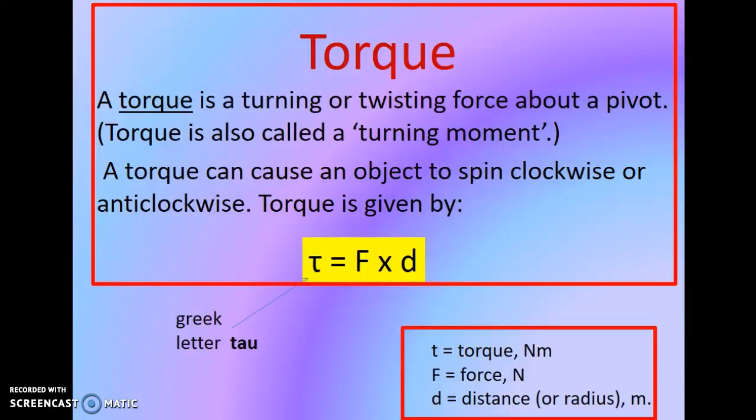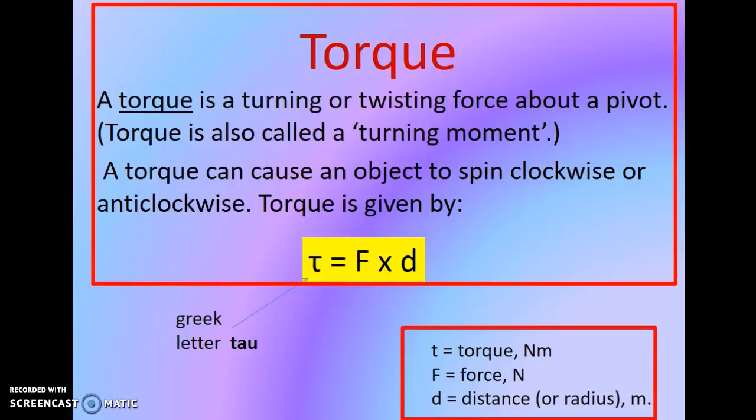So a torque is the turning effect of a force. It's also called a moment or a leverage. So you can think of things like levers that cause a torque. So what happens here is that a force is applied a certain distance from the center of mass or from the pivot point.